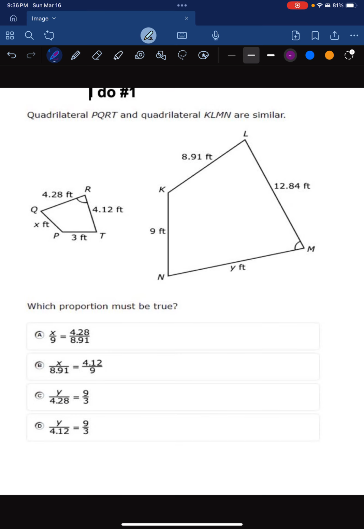Hey everyone, so I'm going to teach you how to do a problem that's asking about similar figures. So this one says quadrilateral PQRT and quadrilateral KLMN are similar. Which proportion must be true? Okay, so that means we have to create proportions that compare both of these similar shapes.